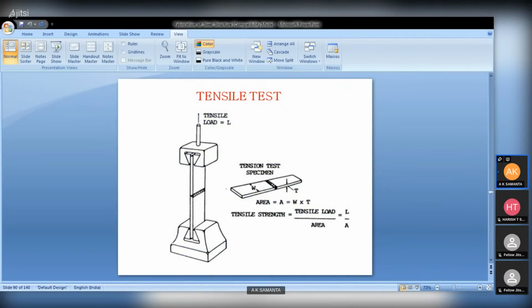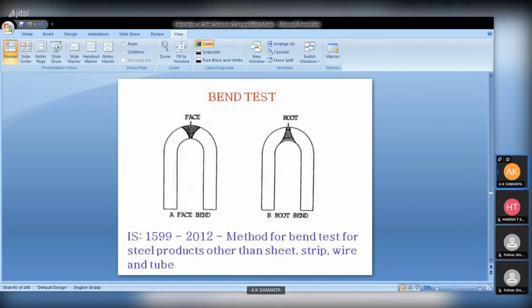Tensile test: we pull the welded portion from two sides in a universal testing machine. We can find out the elongation, minimum yield strength, and the maximum tensile strength of the welded portion. Now this is the face bend test and root bend test. Depending upon the direction of the bending, we have two types of bend test, one is face, another is root. I should not describe it in detail as it is clear in the picture.